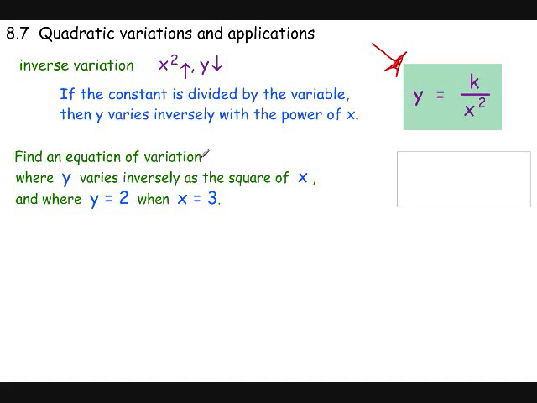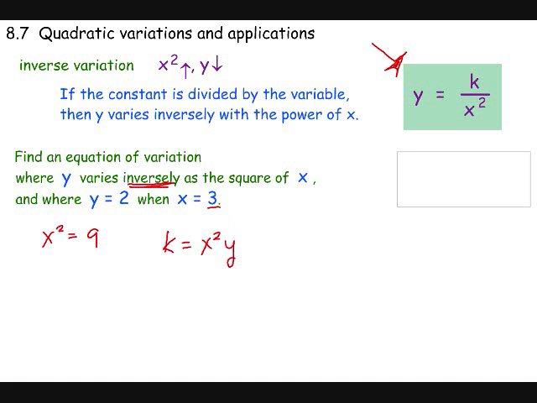Find an equation of variation where y varies inversely as the square of x. We know what that's got to look like. Well, x squared when x is equal to 3 has got to be 9. So we're going to have k equals x squared times y.